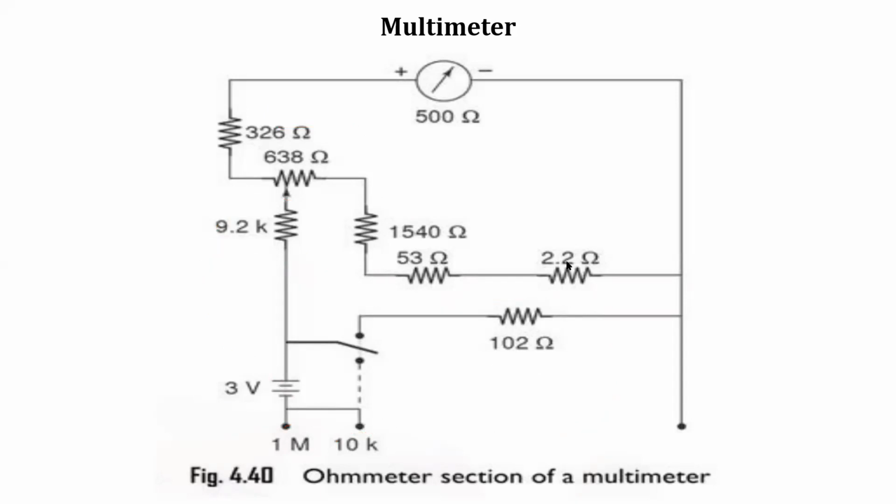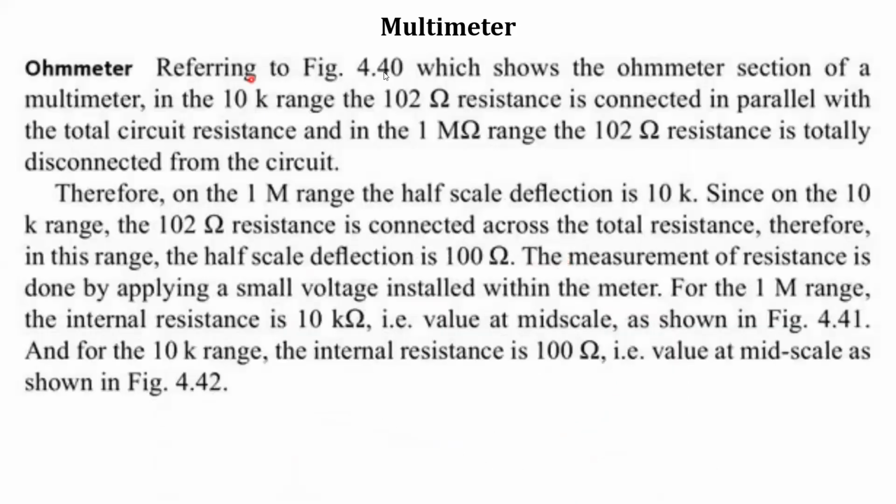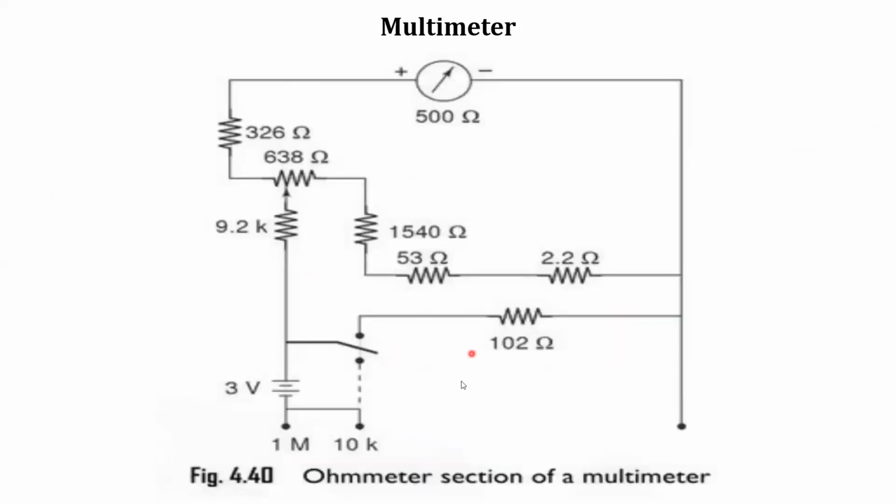Just go with this ohm meter. Refer to this figure, which shows the ohm meter section of the multimeter. It is in the 10k range. The 102 ohm resistance is connected in parallel with the total circuit resistance, and in the 1 mega ohm range, the 102 resistance is totally disconnected from the circuit.